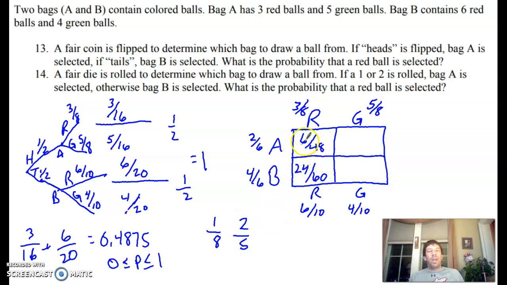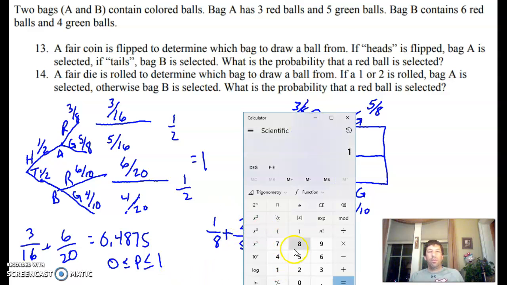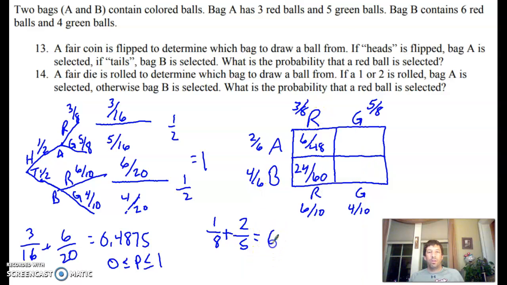And now we want to add up those areas, because we don't care. It could be bag A or bag B, but we just want a red ball. So 1/8 plus 2/5, 1 divided by 8 plus 2 divided by 5, 0.525. Okay. So this time there's a 0.525 probability of getting a red ball. We could multiply out the greens as well, and we would find that if we added up all the stuff inside, it equals 1. It has to equal 1. Okay? Alright, so that's going to wrap up our second video for probability.